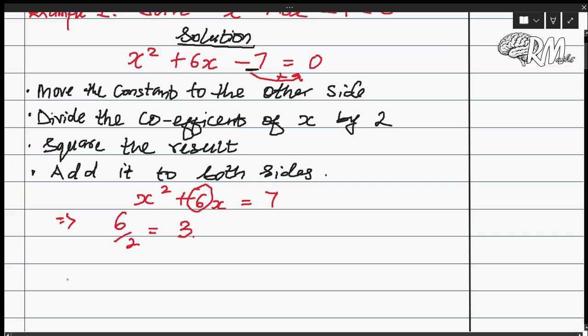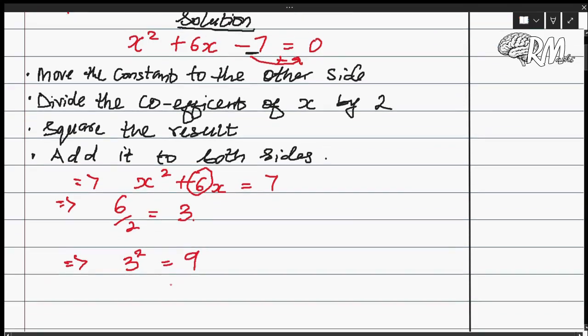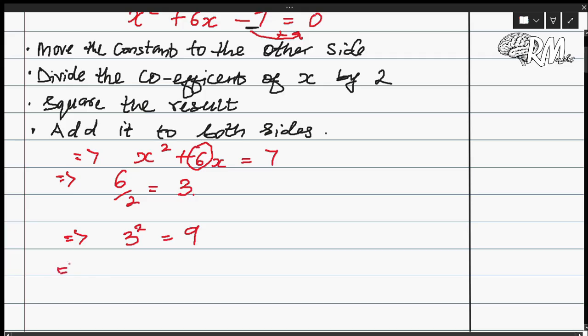Now the third procedure, which says square the results. Now the result I have here is 3, and by the time I square it, it gives me 9. That's all for the third procedure. Now the fourth procedure, which says add it to both sides. Now this is the question. This is the first side and this is the second side. So I'm going to add it to both sides.